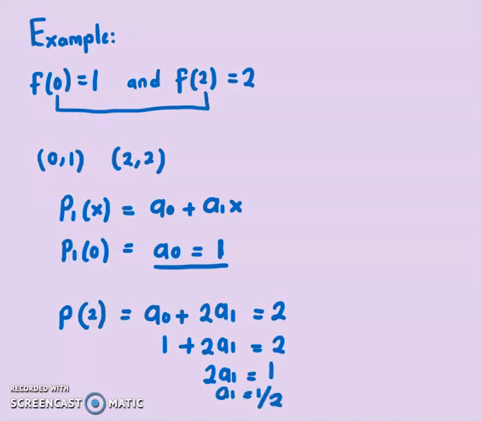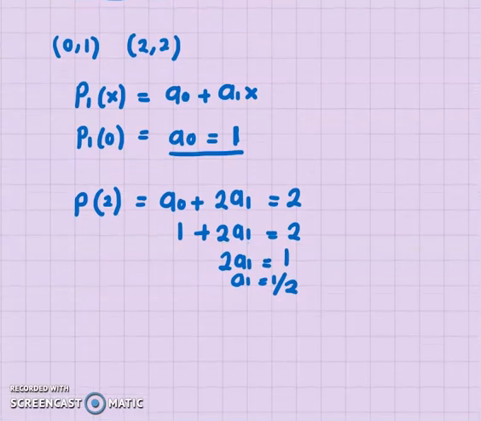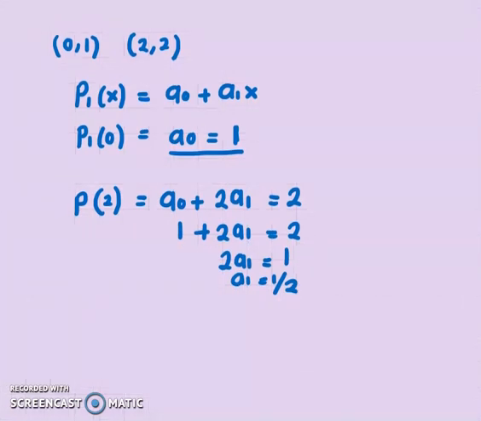There you go. So now we can say that my polynomial is 1 plus, since a0 is 1 and a1 is half, (1/2)x. There you go. So this is one way, for the given data set, to find the interpolating polynomial.